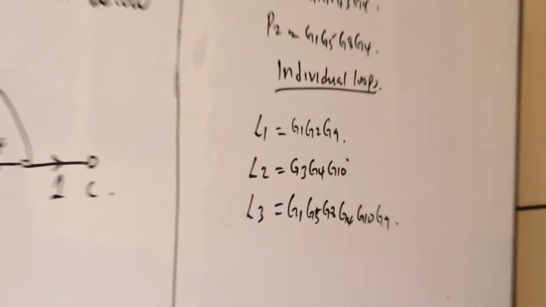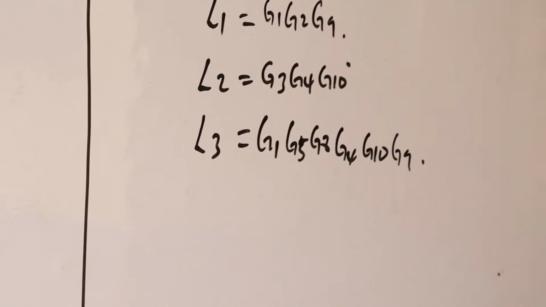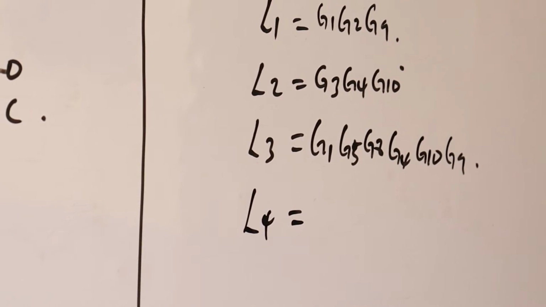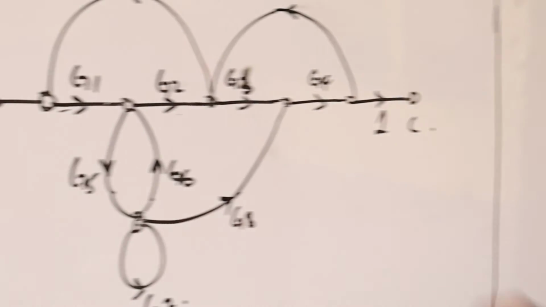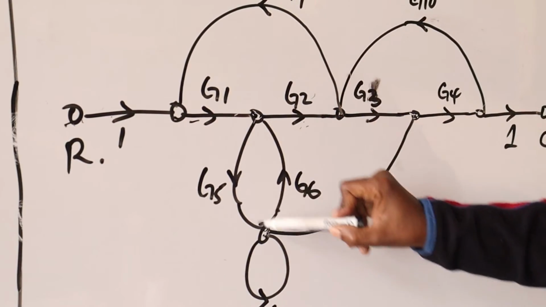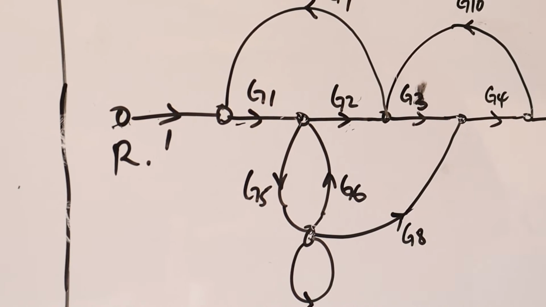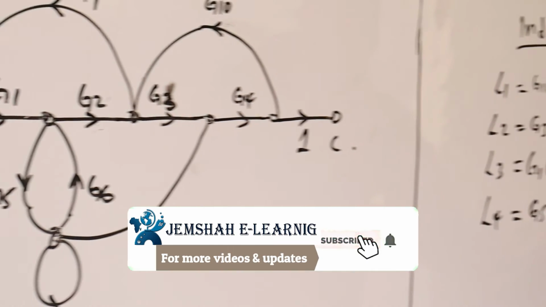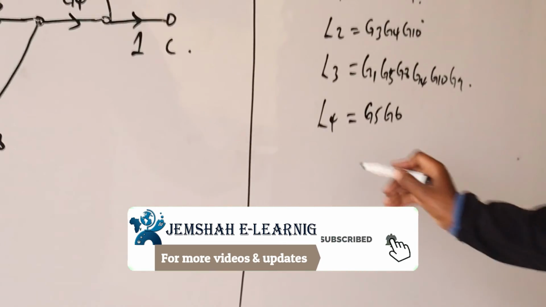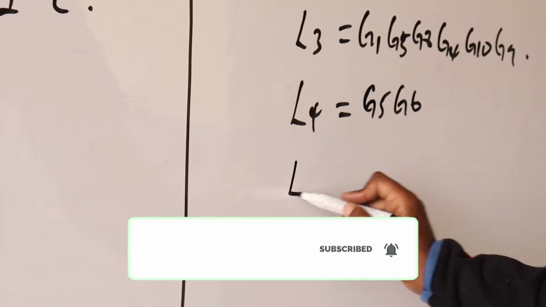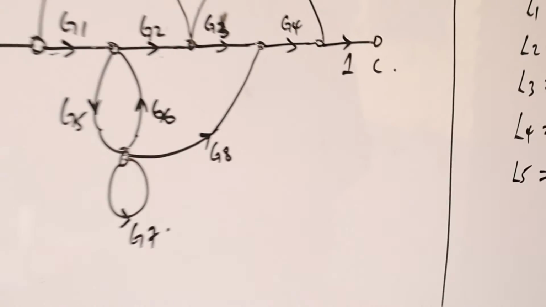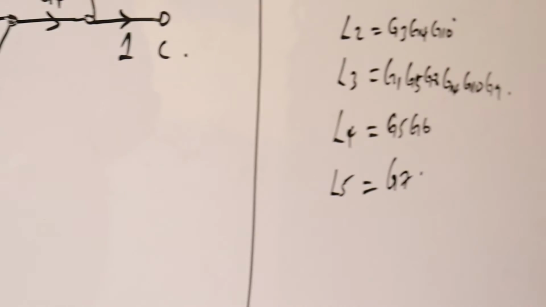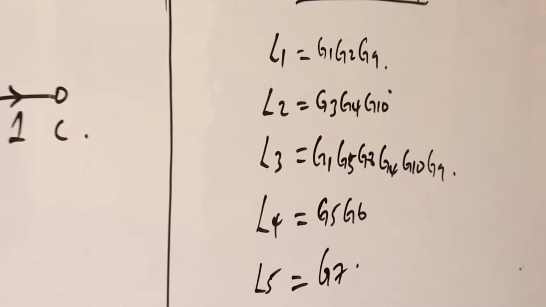So that one can also be a path. Then we can also talk about L4, the next loop. The next loop can be G5. We have one that starts from G5, then goes to G6 and back to where it started from. So we have G5, G6. That one can also be a loop. And then we have a self loop. We can talk of a self loop, L5, as G7. G7 is now the self loop. So those are basically the individual loops that we have.